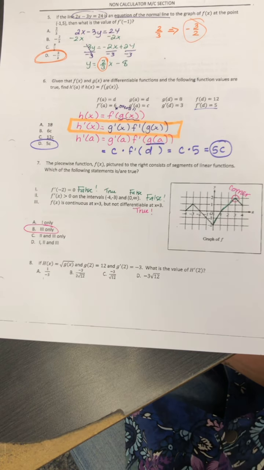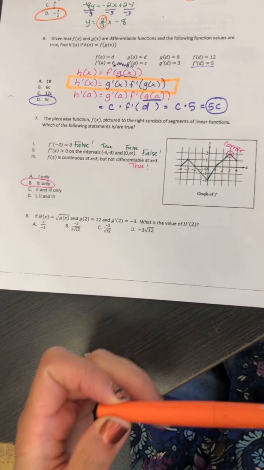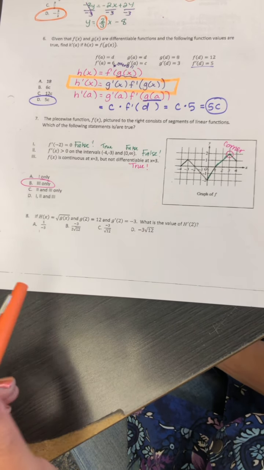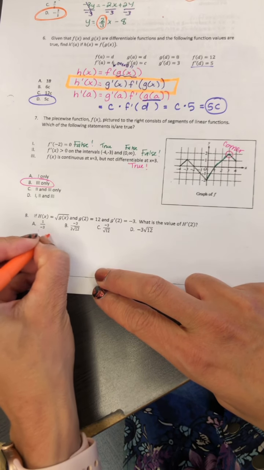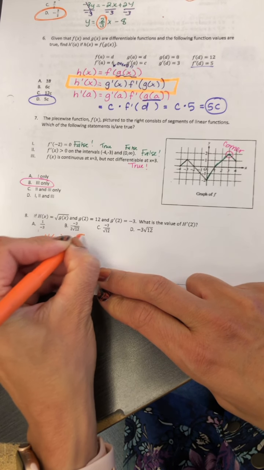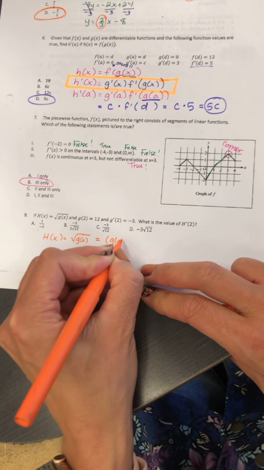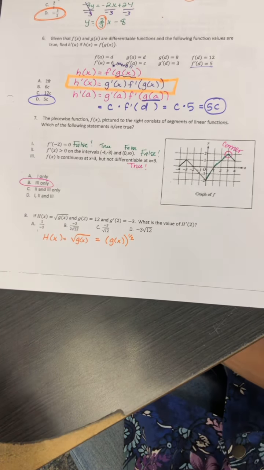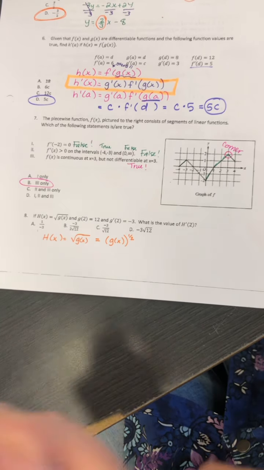Number 8. So it says if h of x equals the square root of g of x, and g of 2 equals 12, and g prime of 2 equals -3, what is the value of h prime of 2? This problem is similar to number 6. Okay, so we have h of x equals the square root of g of x. And it helps when we write this as g of x to the 1/2 power, because we're going to have to use power rule to take its derivative. Okay, we need to take the derivative of h of x because we need to find the value of h prime of 2.